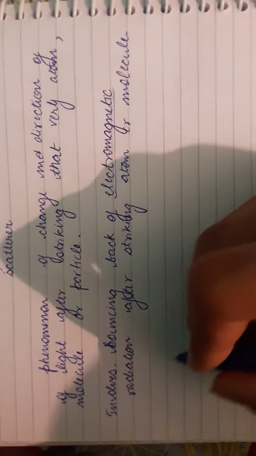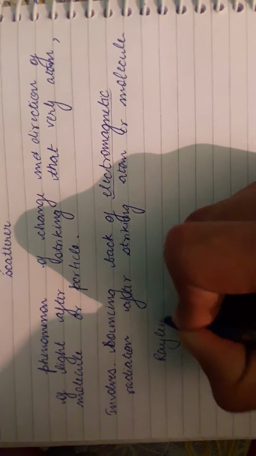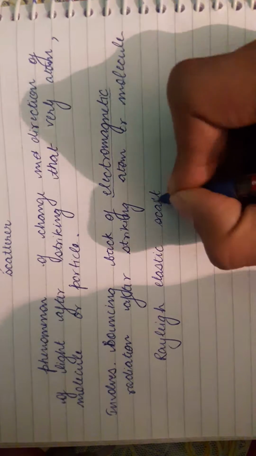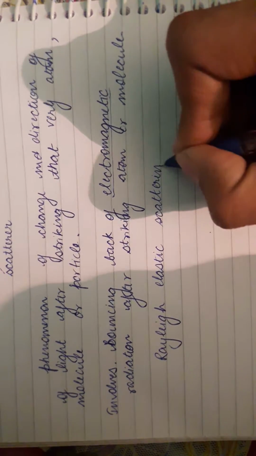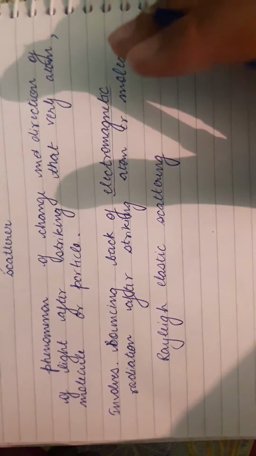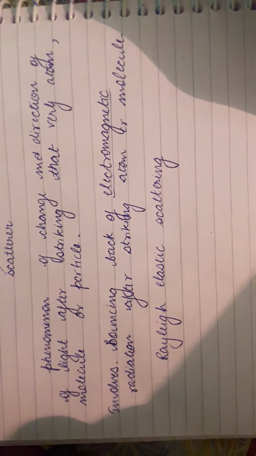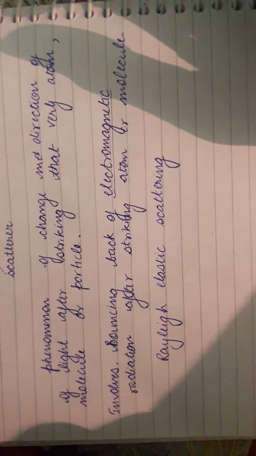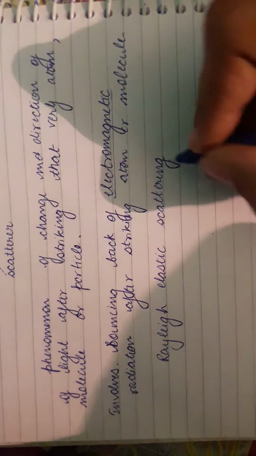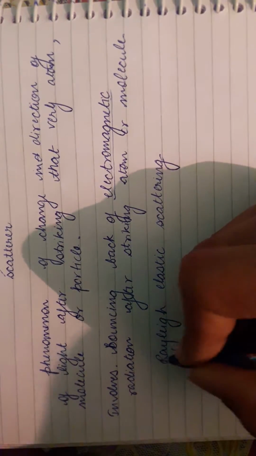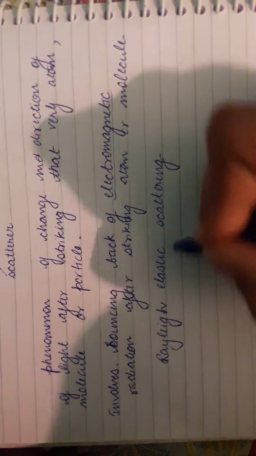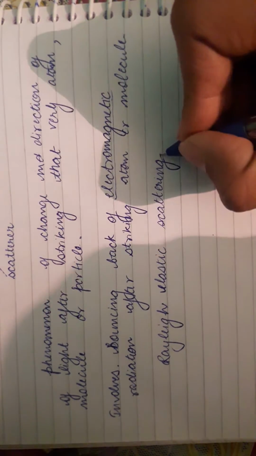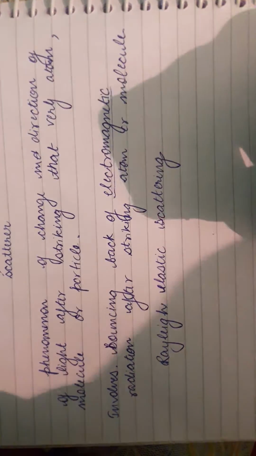Now the main thing is Rayleigh elastic scattering. Well, this is also a type of scattering only, but this scattering doesn't occur in all the cases. We can't say that in all the cases Rayleigh elastic scattering is taking place. There are specific conditions for this. First we'll know what Rayleigh elastic scattering is, and I'll tell you only as much as is required to know why the sky is blue.